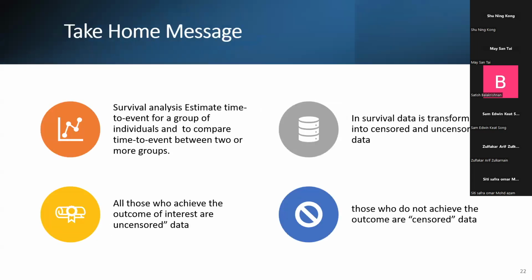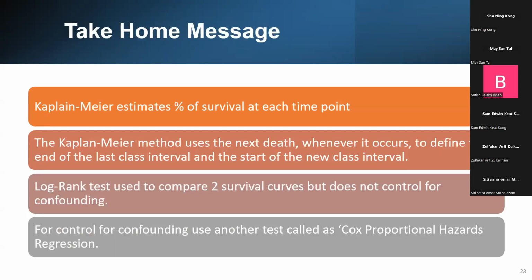Okay, so these are a few tips that we need to know. When we use survival analysis to estimate the time to event for a group and to compare time to event between two or more groups, we can use this. And the data, we need to transform them to censored and uncensored. We also need to understand the outcome of interest is uncensored. And if we cannot achieve the outcome on the date that we want, we call that censored data.